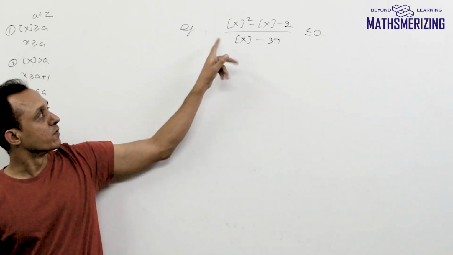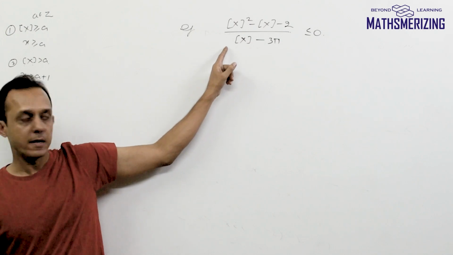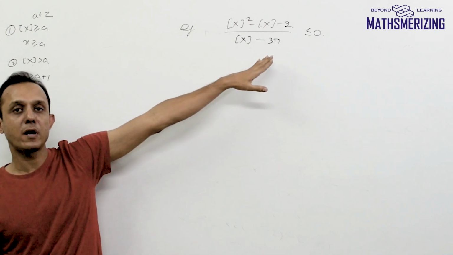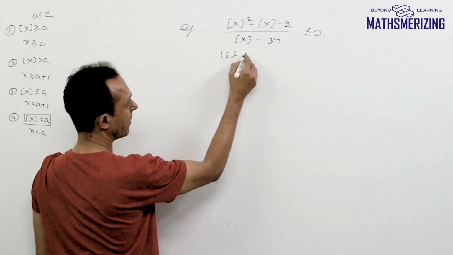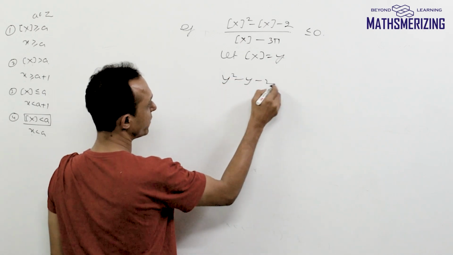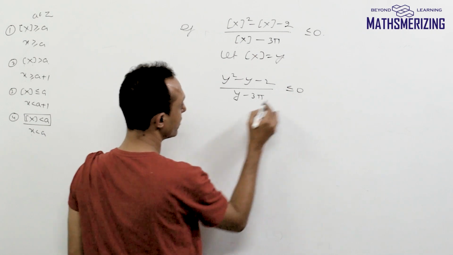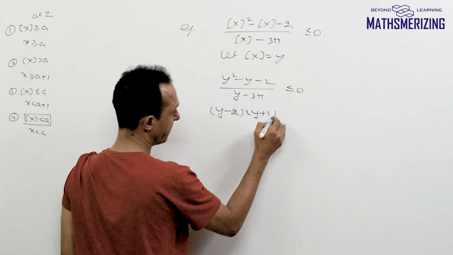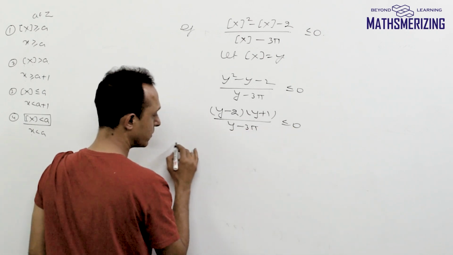Now let us take another question, which is greatest integer function of x square minus greatest integer function of x minus 2 upon greatest integer function of x minus 3 pi is less than or equal to 0. Now what I'll do is let greatest integer function of x be y. So this is y square minus y minus 2 upon y minus 3 pi is less than or equal to 0. So this is (y minus 2)(y plus 1) upon y minus 3 pi is less than or equal to 0.